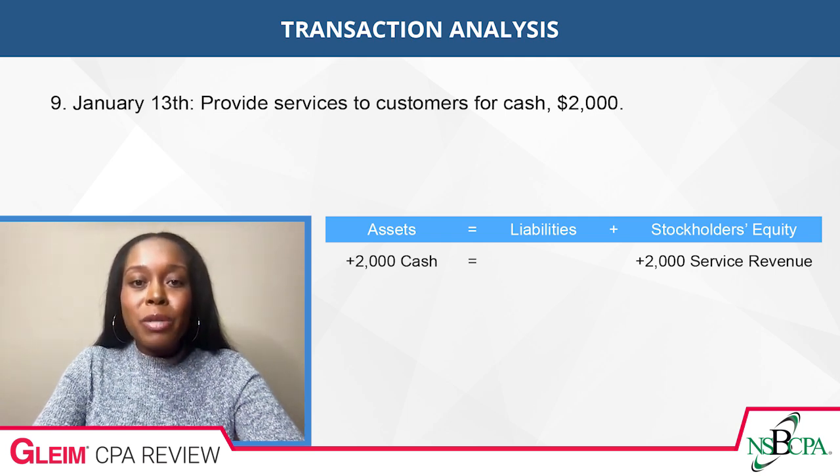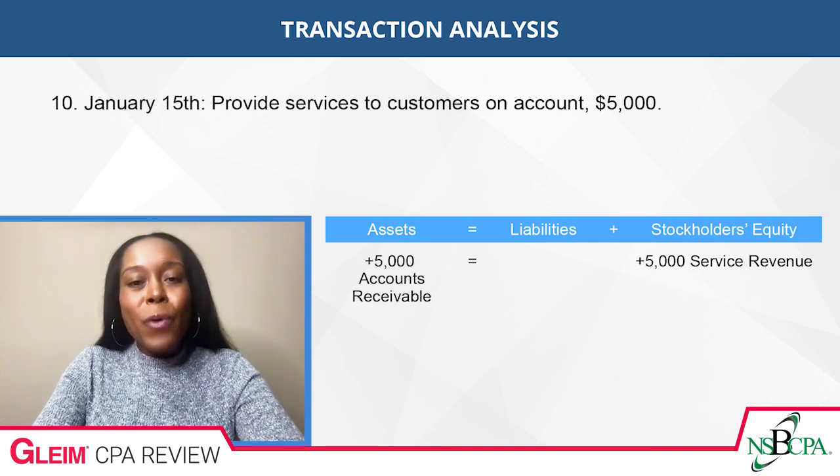Revenues increase retained earnings, which is a component of stockholders' equity. So for the equation, we show the revenues as an increase to stockholders' equity. Great.